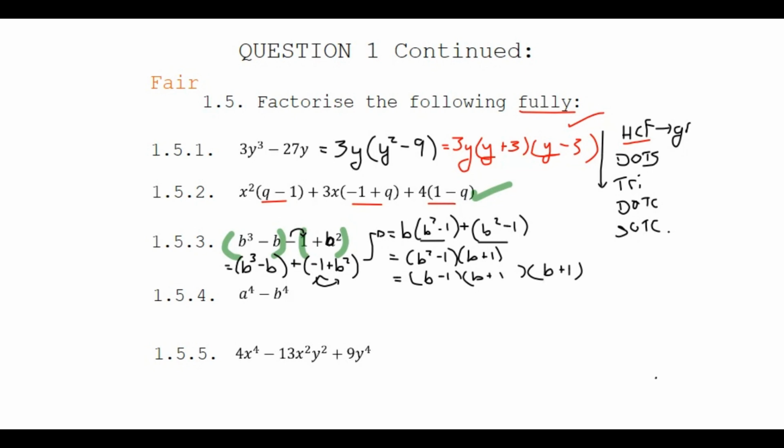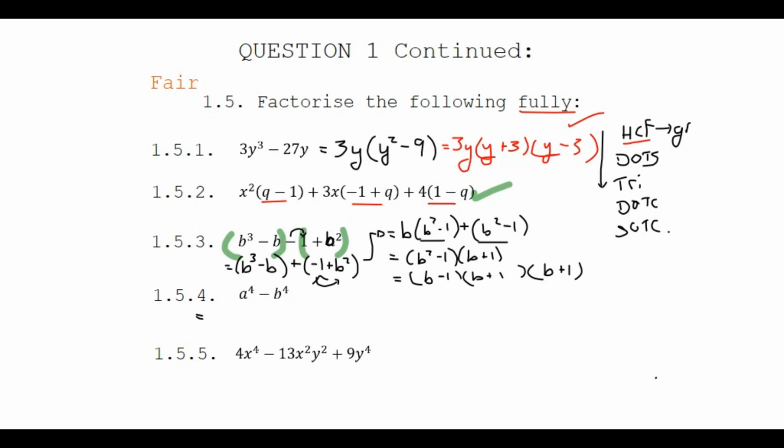Alrighty, let's move over to the next one. Factorize fully. a to the power of 4 minus b to the power of 4. Well, we can see there's no highest common factor here, because a and b. So the next one, difference of 2 squares. Is a to the power of 4 a squared number? Yes, it is. And is b to the power of 4 a squared number?